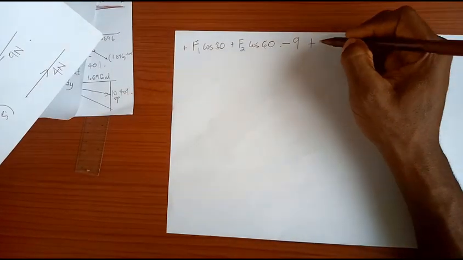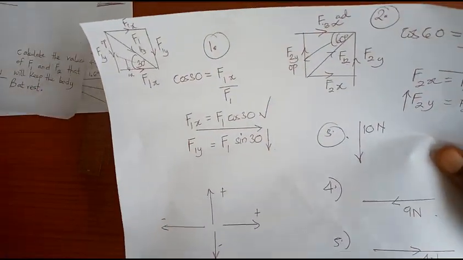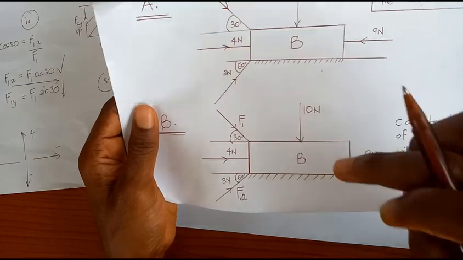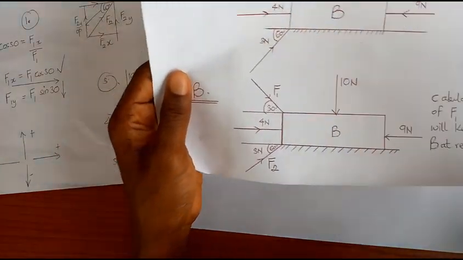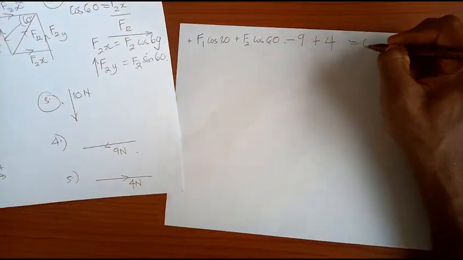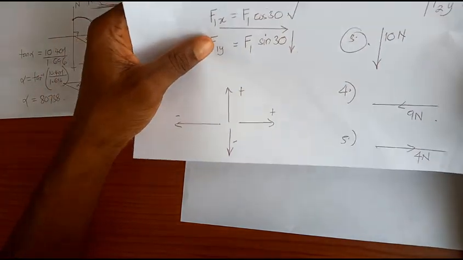So positive 4. In statics, we don't want this to move. We said we didn't want this object B to move. So if you don't want this object B to move, the sum of the x forces should be equal to 0, and the sum of the y forces should be equal to 0. So we equate this to 0. Then we go to our y components.